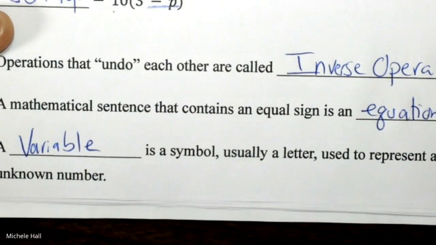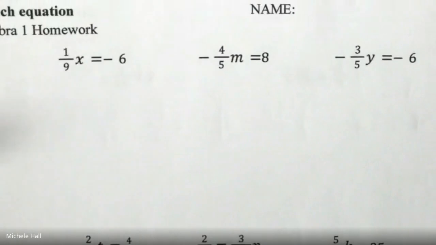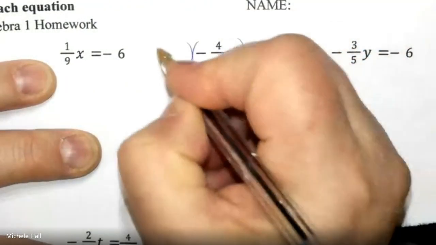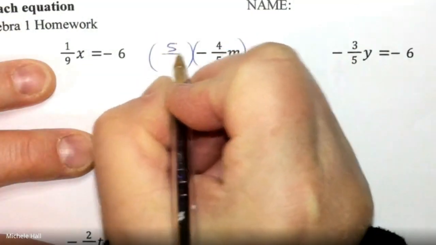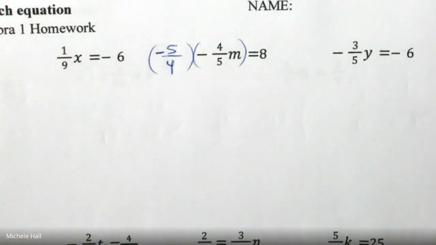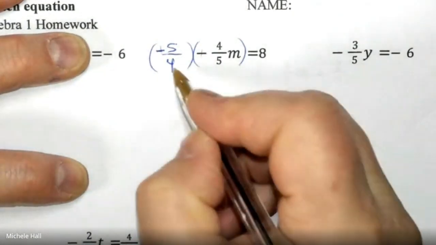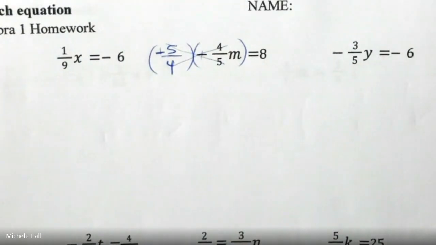You did good. Okay, let's look at the top, do a couple problems together, and then you guys can finish them. Let's do the third one. -4/5 m equals 8. What is the reciprocal that I'm going to multiply by? Just 5/4? Yeah, we want to make sure we get that +1. I see that my negative times a negative will become positive. My 4's cancel to be 1. My 5's cancel to be another 1.